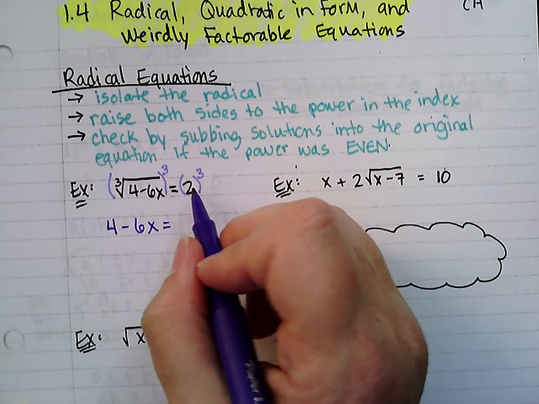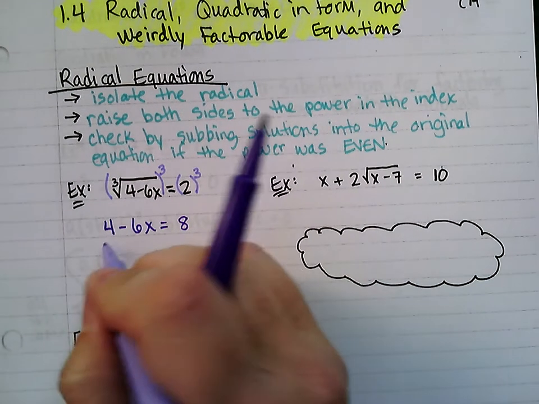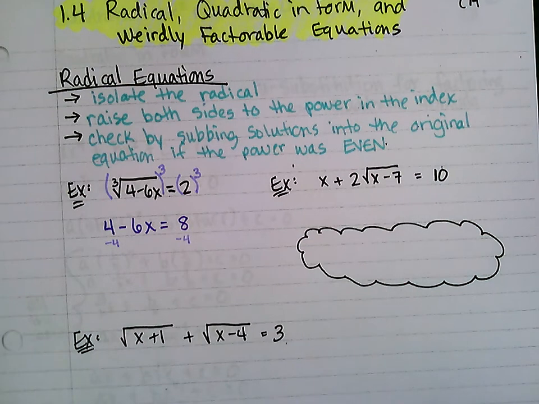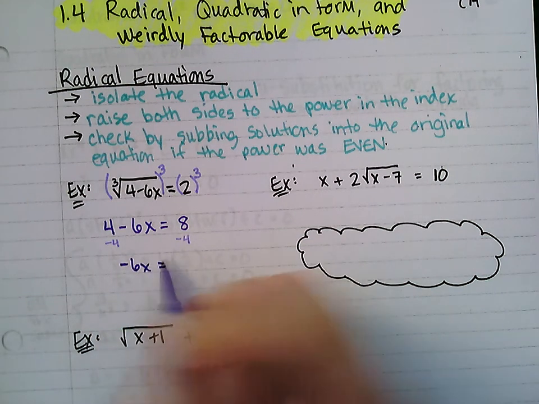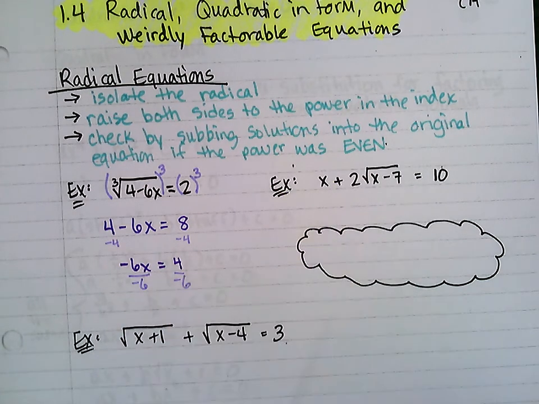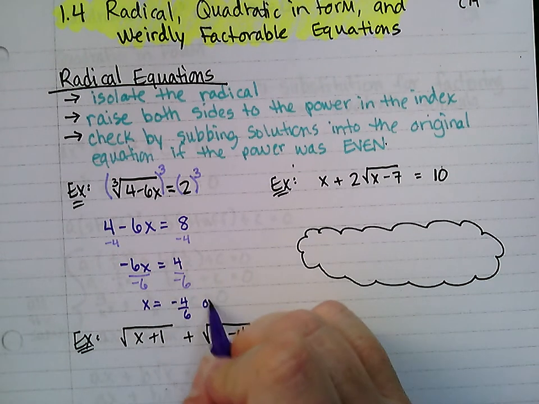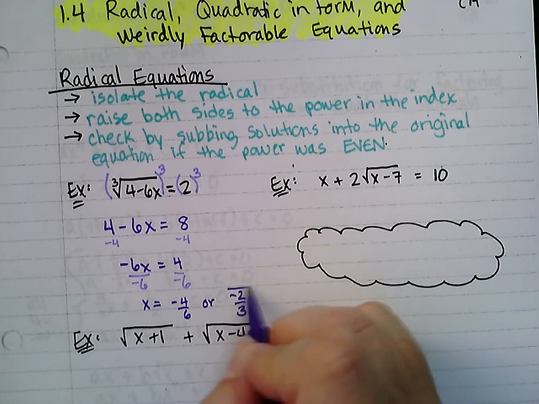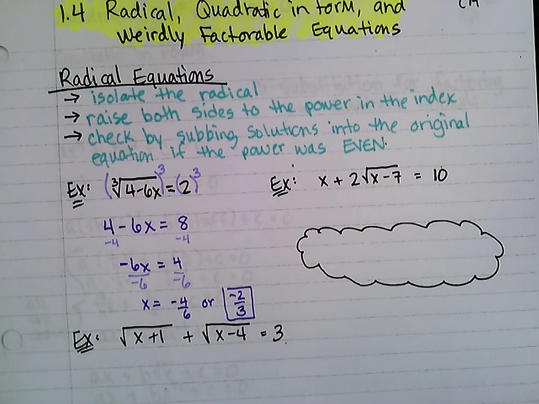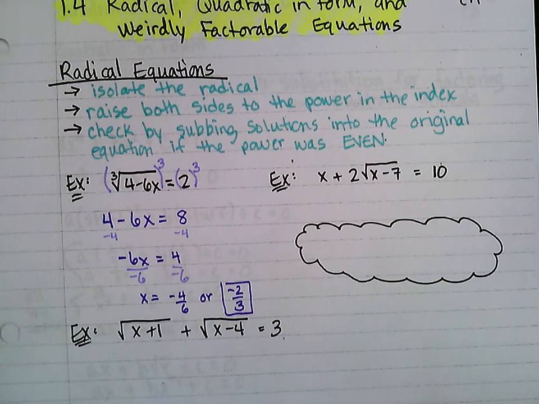And then we're going to do 2 cubed. So 2 times 2 times 2, which is 8. Then we just go through and solve. So subtract 4, subtract 4. We get negative 6x equals 4, divided by negative 6, divided by negative 6. And we get x equals negative 4/6, or negative 2/3, because we'd want to simplify that. Do we need to check that one? No, we do not, because the power was odd originally. It was a cube root, so we're good with not checking.